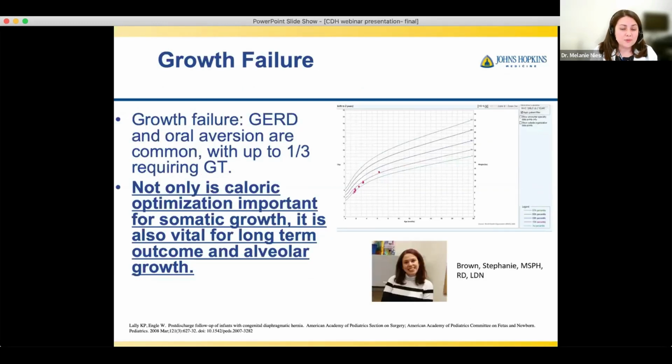Growth failure, we have a nutritionist. She looks carefully at height and weight every time. And one of the major ways to really help the lungs heal and to promote alveolar growth is just really optimizing the calories. And oftentimes that'll mean some extra calorie fortification, oftentimes G-tubes. Next slide.